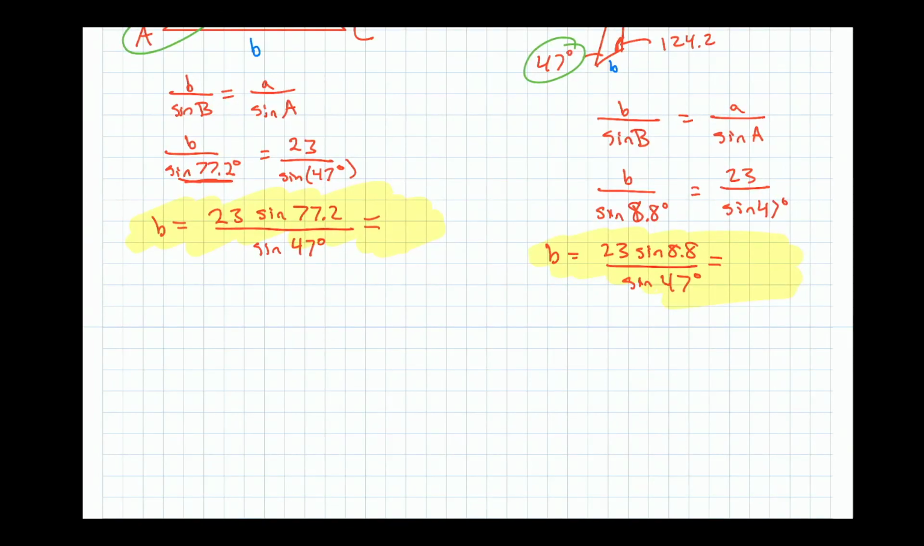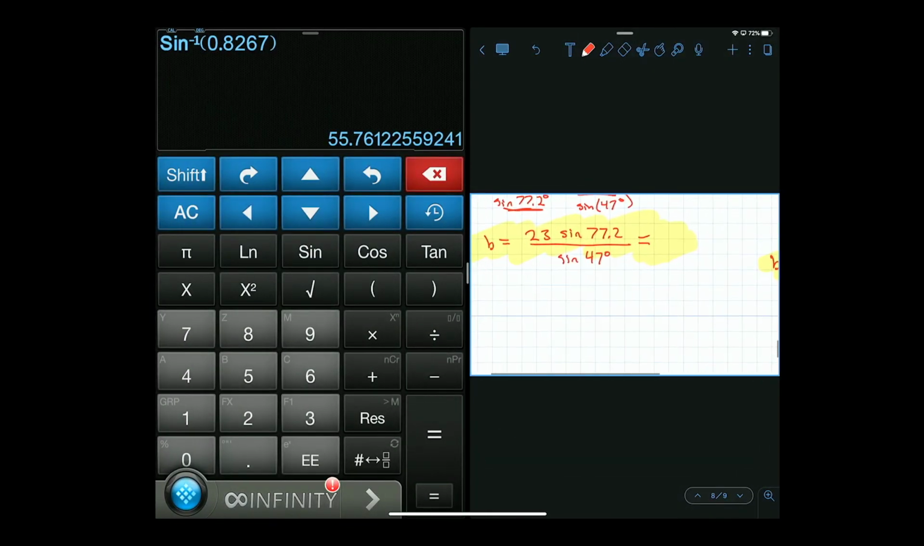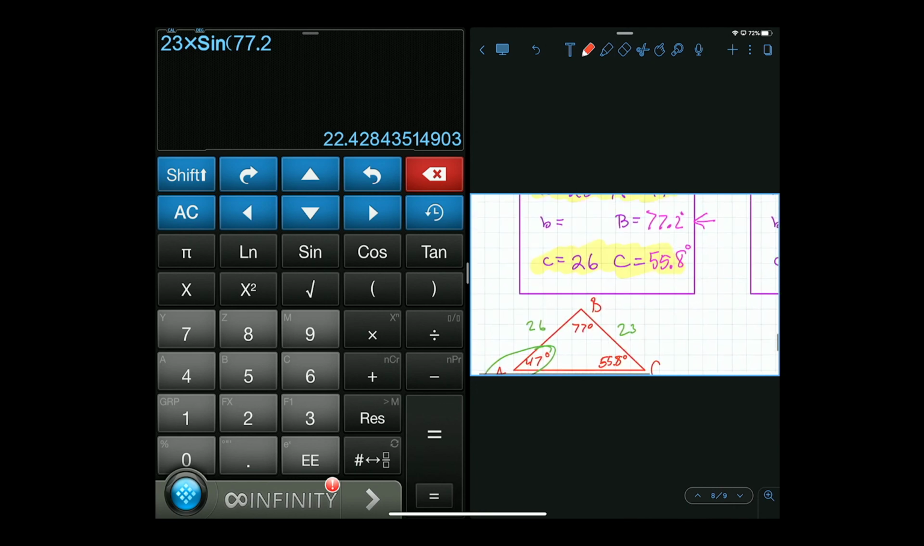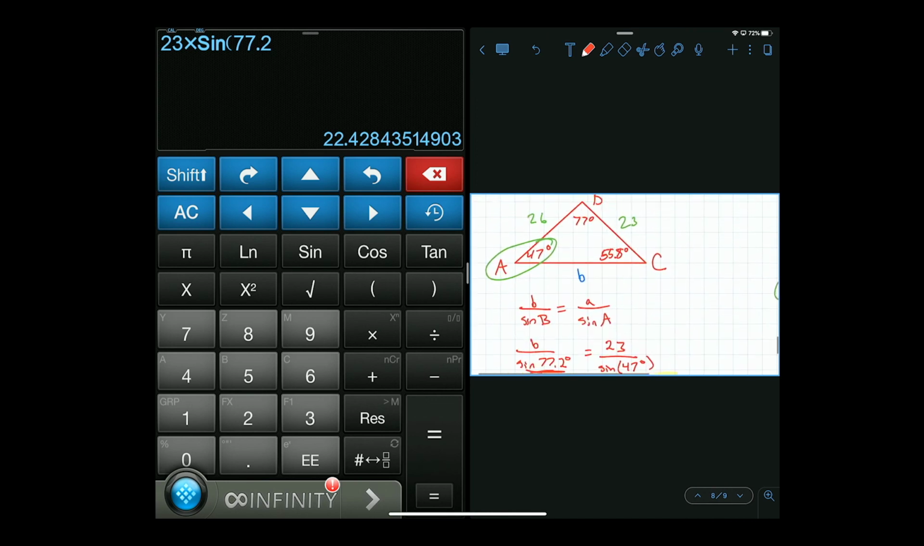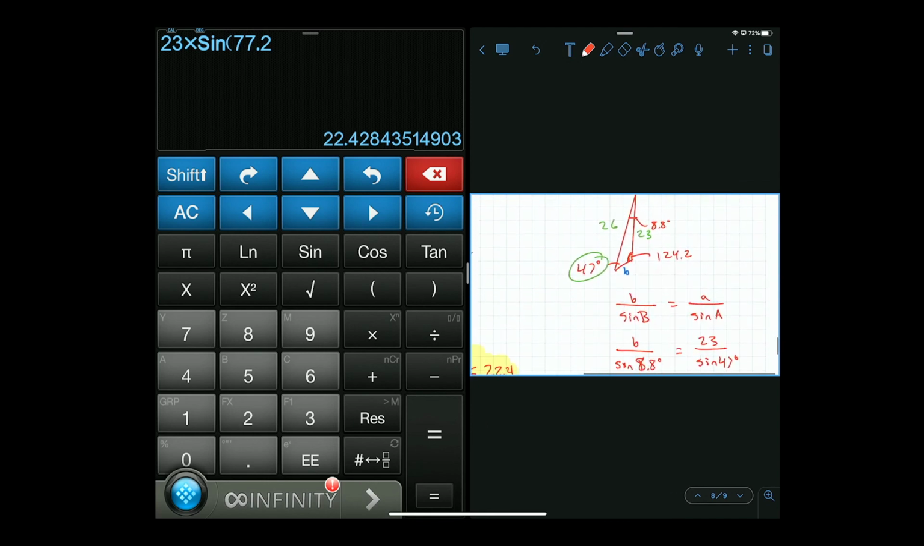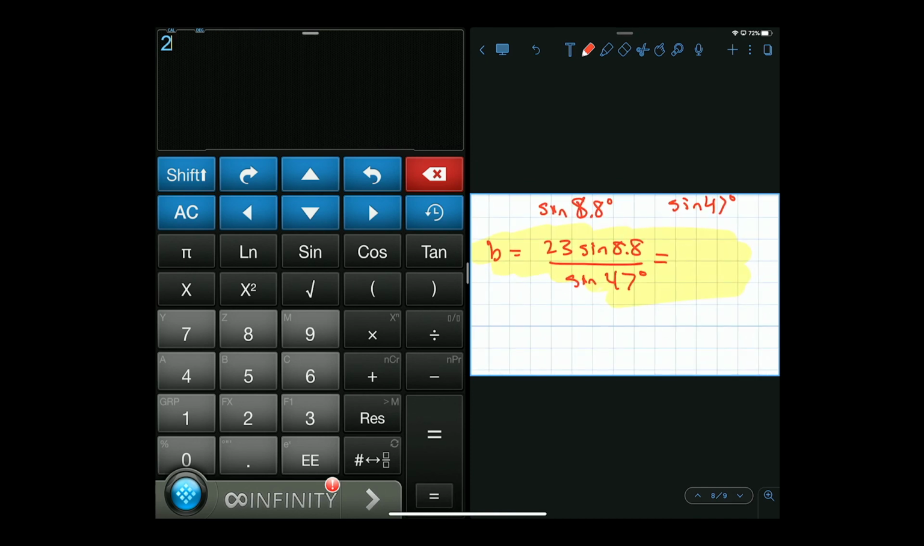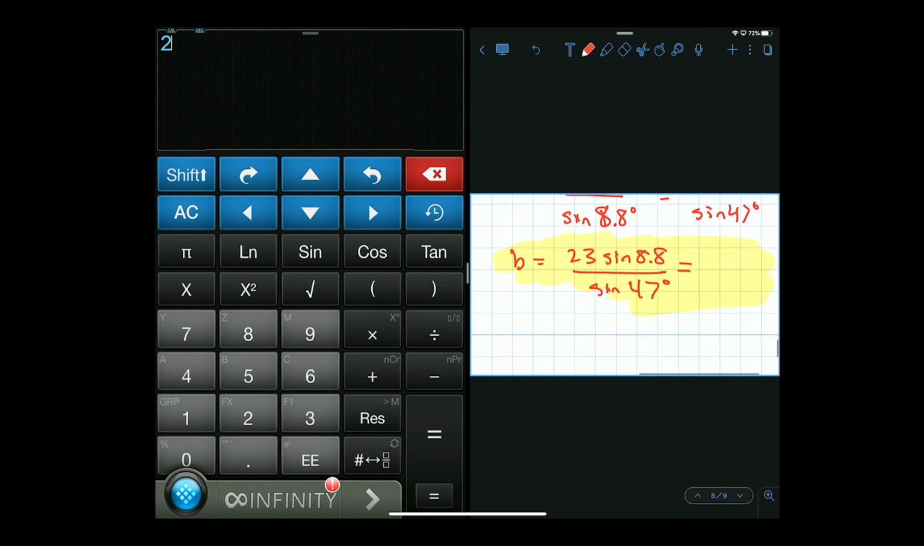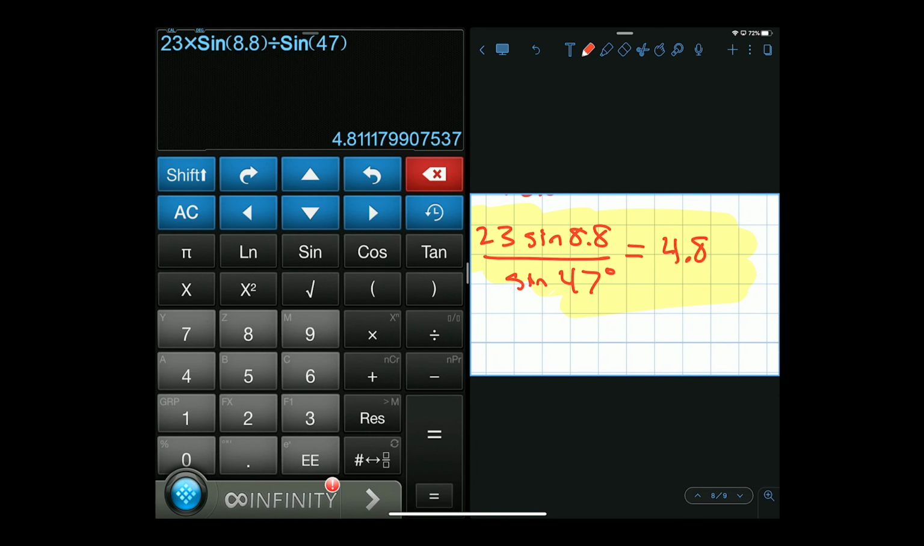So if we go to a calculator and just calculate them. 23 times sine 77.2, enter. This one gives me 22.4 for little b. And that's about right. I didn't draw a really good triangle, but B was relatively big here. It should have been around the size of the other ones. And let's calculate the B on this one. Notice that from the picture I drew, B should be really small, so I expect it to be small. 23 times sine 8.8 over sine 47, enter, 4.8. Okay.